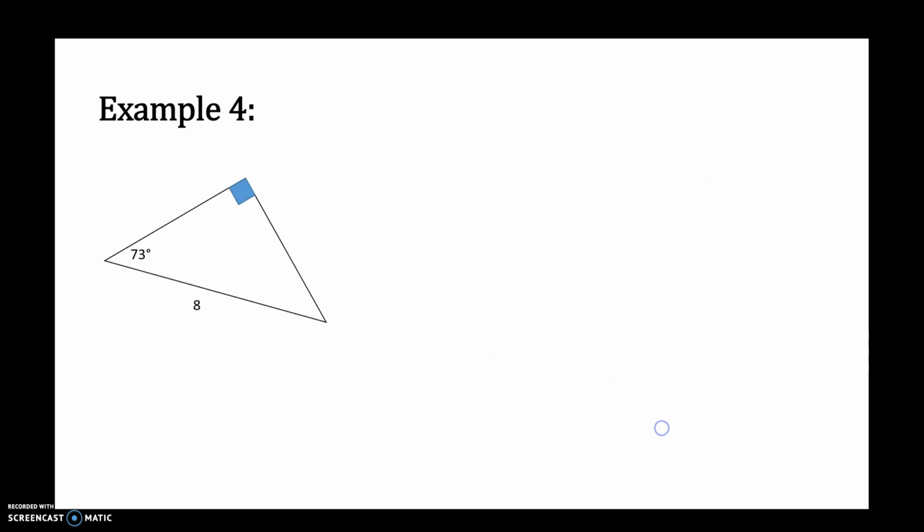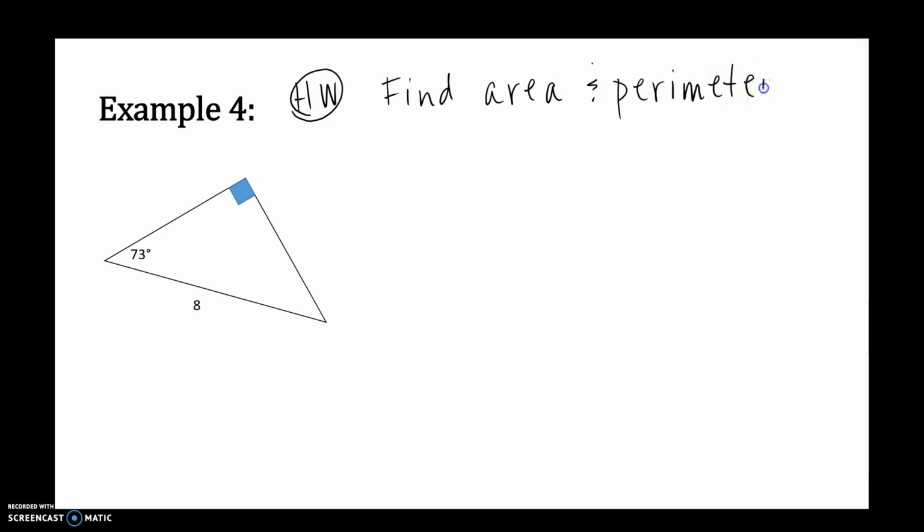All right, last example. So what I would like you to do for your homework, complete this example. So find the area and perimeter. We're going to set it up together. I have an angle measure and one side length. So I'm going to need a little trig. I'm going to set that up as x. I'll set that as y.